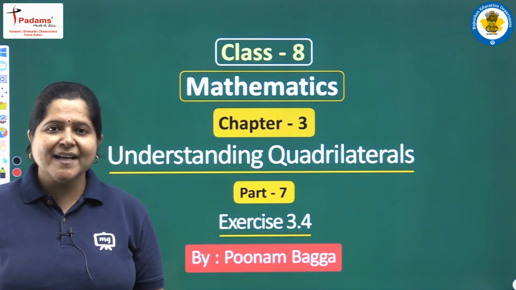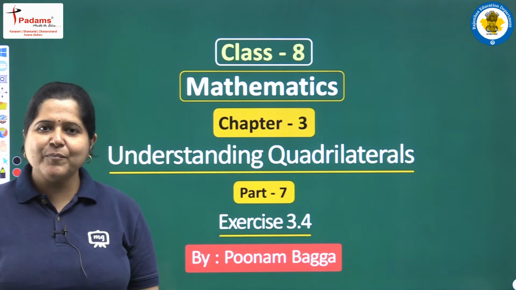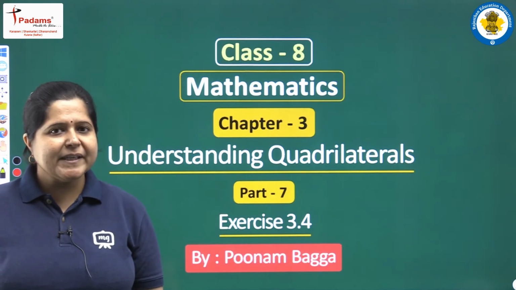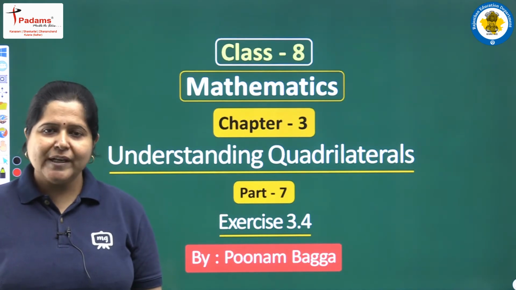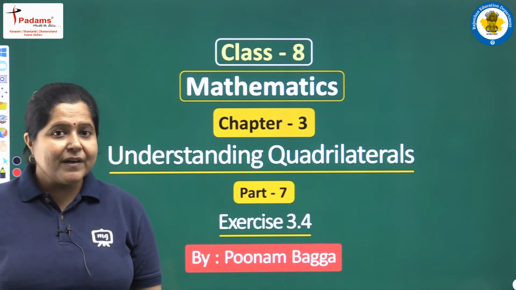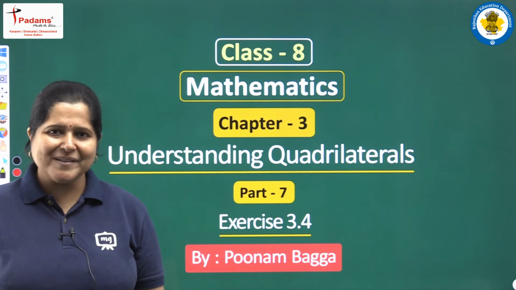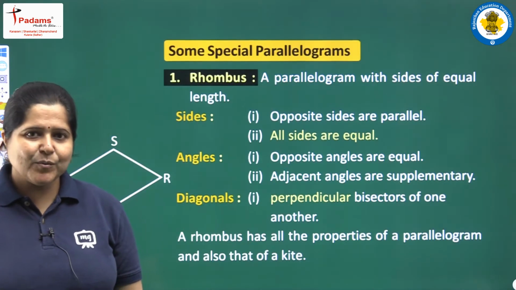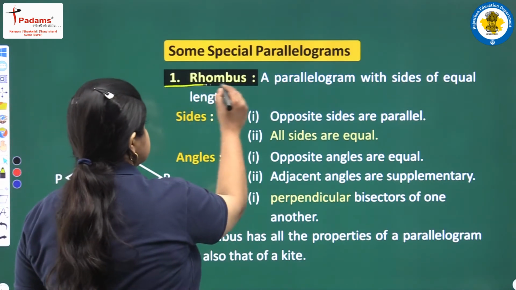In our previous class we had completed exercise 3.3. Today we will be completing exercise 3.4 and along with that this chapter will be completed. But first we will start with some special parallelograms. The first one is a rhombus.